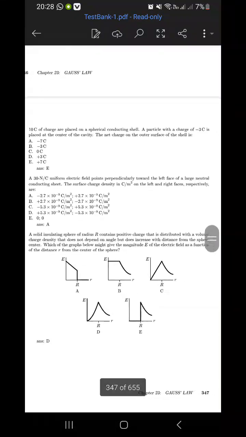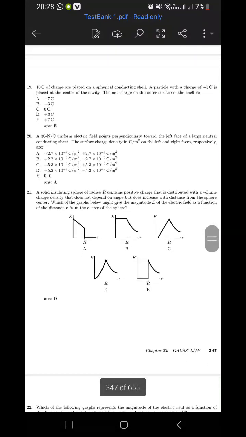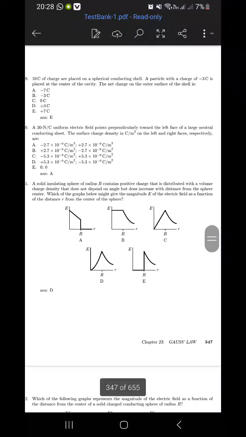10 coulombs of charge are placed on a spherical conducting shell. A particle with a charge of -3 coulombs is placed at the center of the cavity. So the net charge on the outer surface of the shell is E, +7 coulombs.